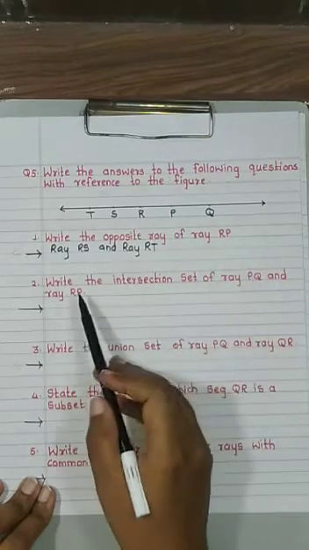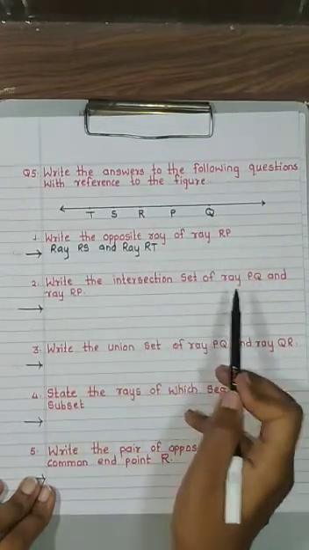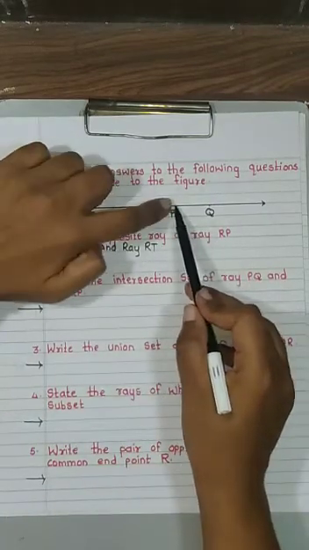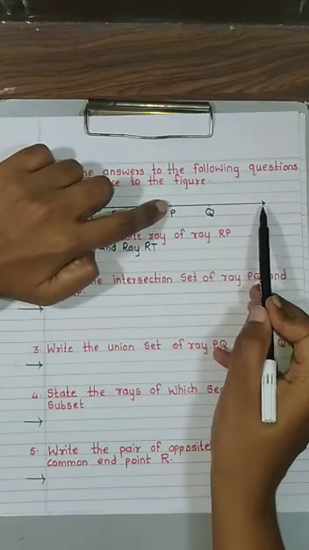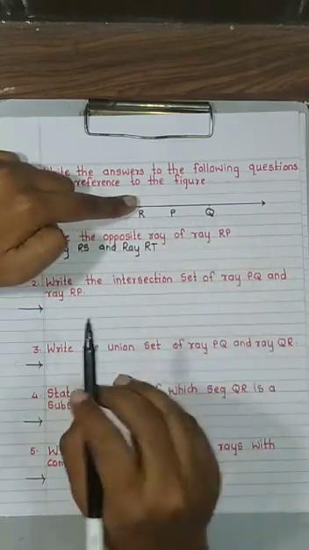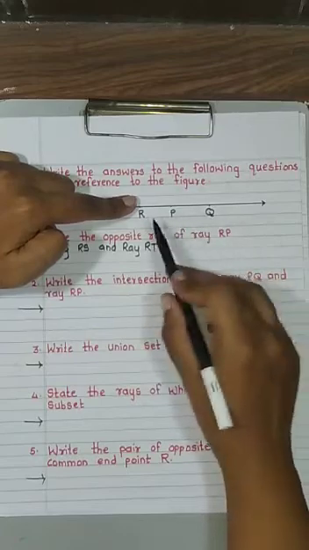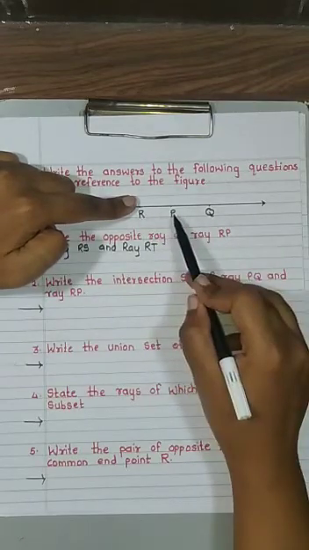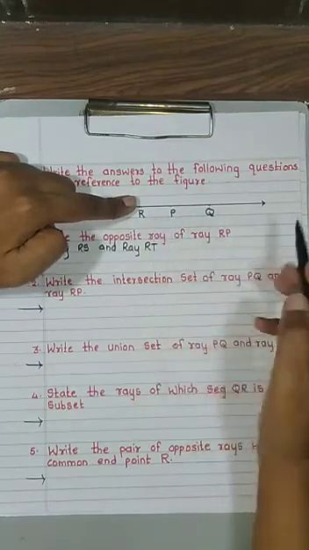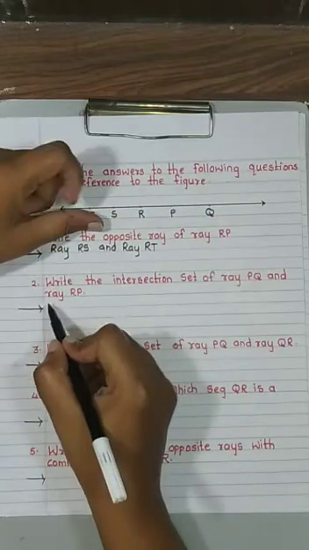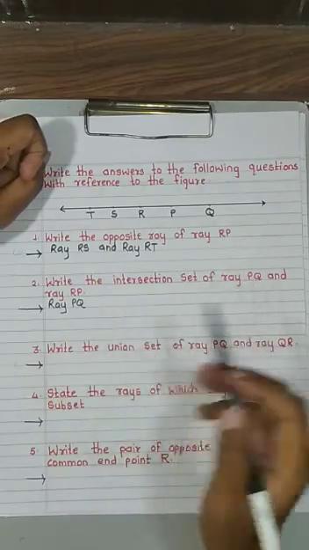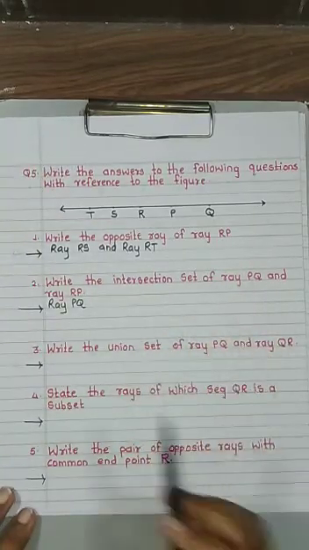Question number 2: write the intersection set of ray PQ and ray RQ. See this ray PQ, and next is RQ. What is common in both rays RQ and PQ? Which ray is common in these two rays? In ray RQ you can also see point P is there, and in ray PQ points P and Q are there. Therefore you can write down ray PQ is the set of intersection of PQ and RQ.